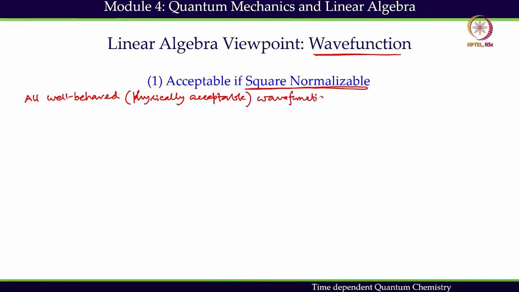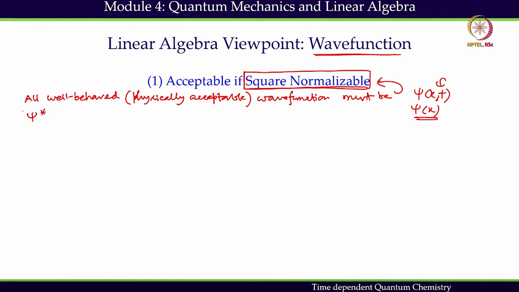Wave function that must be square normalizable. And what does it mean by this square normalizable? That means that if I have the wave function to be psi x, for the time being I can forget about this time dependency right now. We are just thinking about the space dependency, because the time part comes as a phase factor. So, it is not an issue. So, if we look at this wave function, it has to be square normalizable.